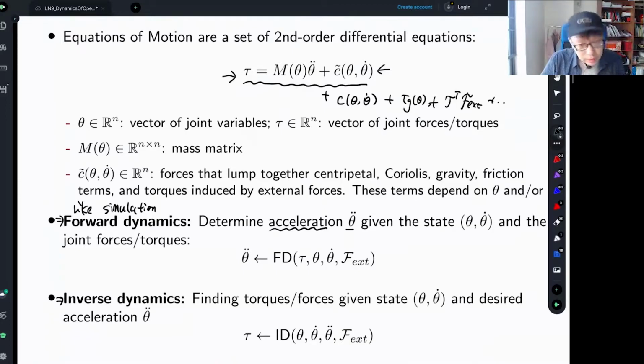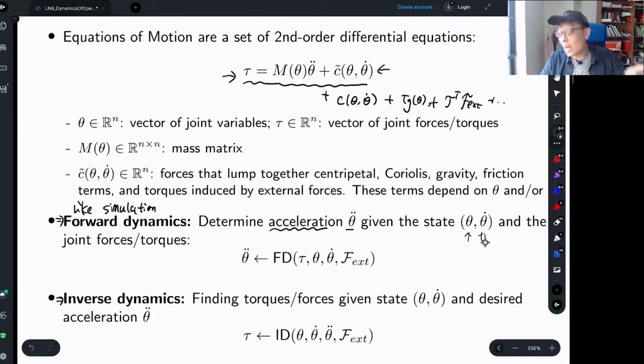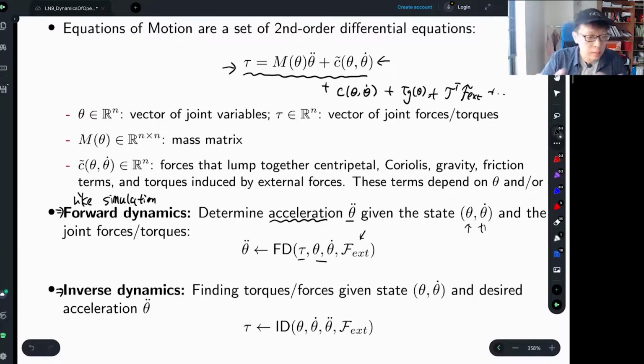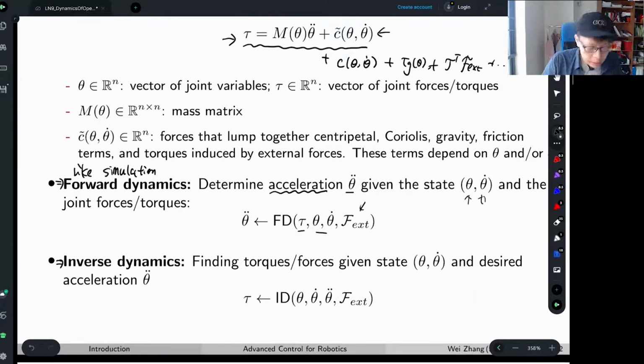Given the current system state, which is theta and theta dot, these are still kinematics level. Only acceleration is related to force and torque according to Newton's law. So we determine the acceleration given the state and the joint forces and torques, maybe some external force as well. Given force, compute acceleration: forward dynamics.